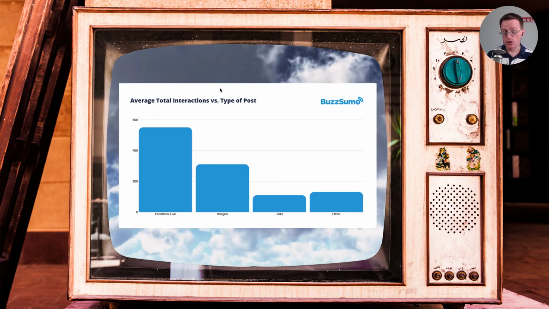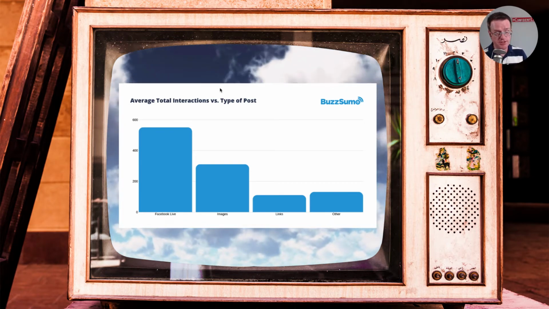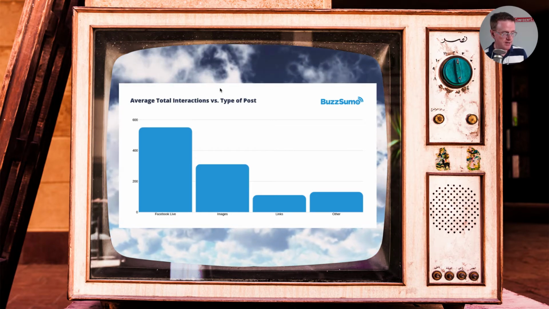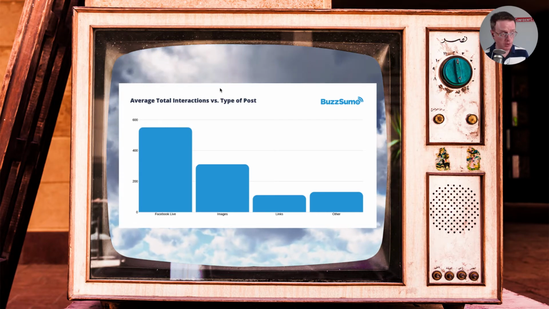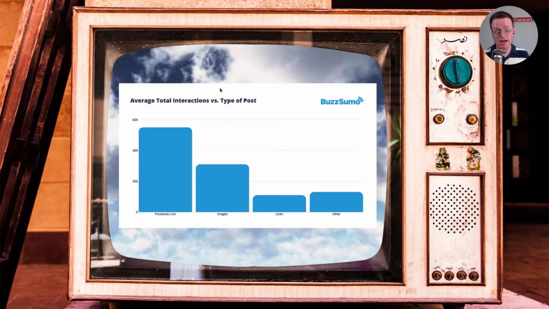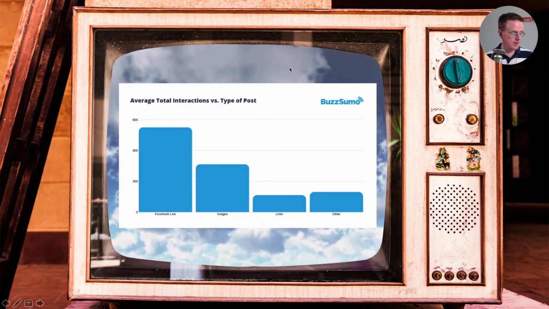So I'm showing a graph on the live video at the moment that shows that compared to other types of posts on Facebook, whether it's images, links, and others, there's over 50% more interactions per type of post with a live video. So you're going to get so much more that way.